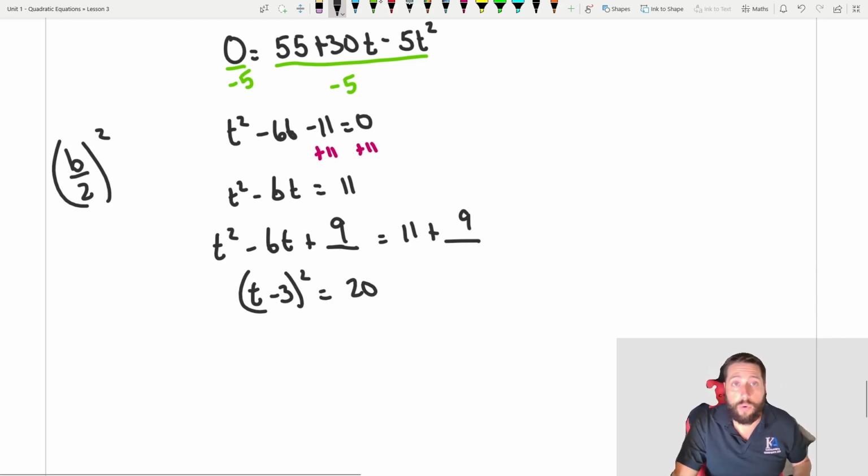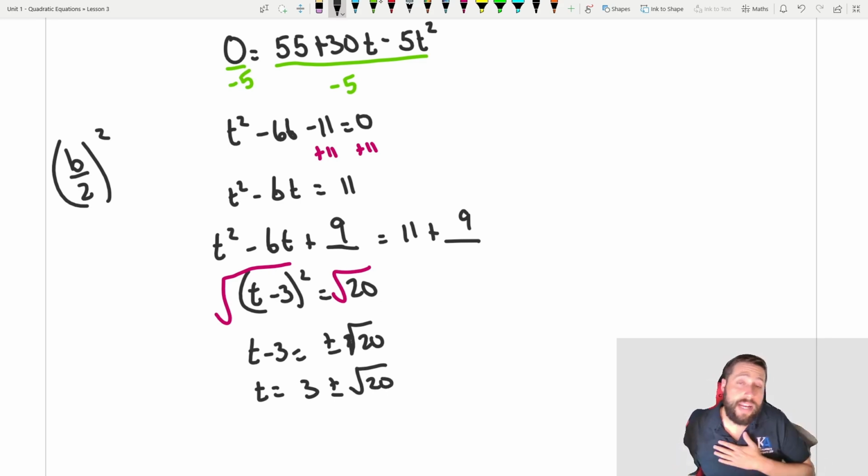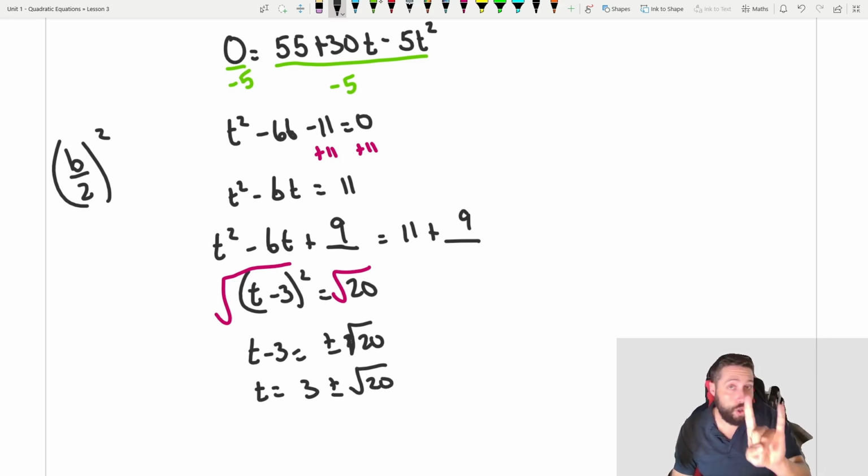Take the square root of both sides. We have t minus 3 is equal to positive or negative the root of 20. Add 3 to both sides. We get t is equal to 3 plus or minus the root of 20. What we need to do is check. There are 2 possible answers. We need to make sure and verify whether both, one, or none are correct. So let's check.